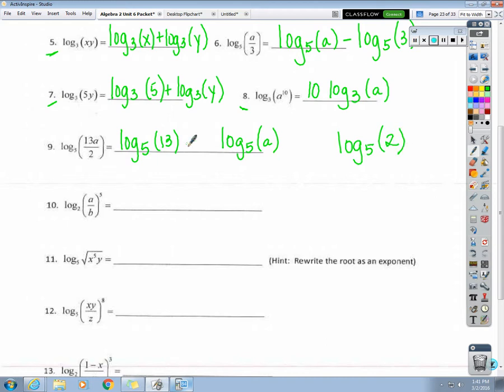Now, what operation am I going to put between the log base 5 of 13 and the log base 5 of 8? Plus, because look, 13 and 8 are being multiplied. So over here you add them when you expand it. But then we divide by 2, so what sign's going to go over here? Subtract.